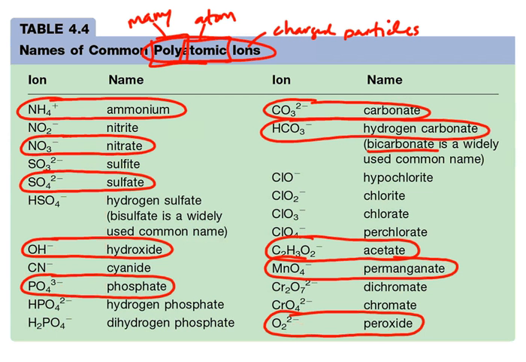So let's go ahead and break into some examples. But first I want to mention one more, because I mentioned in the previous video the mercury 1 ion, which is Hg2 2+. Mercury, it says it's the mercury 1 ion, but it's a polyatomic ion because there's more than one mercury atom involved in making this ion.